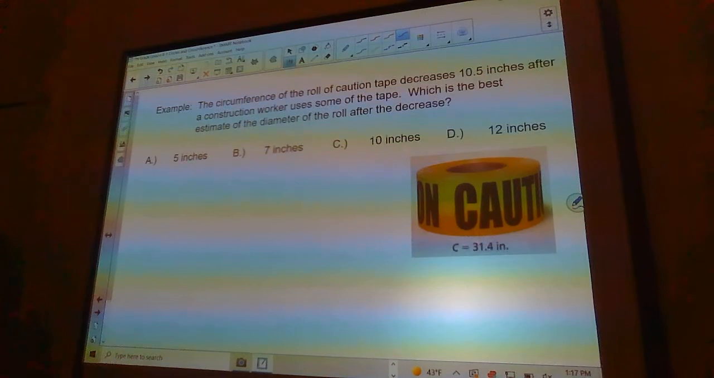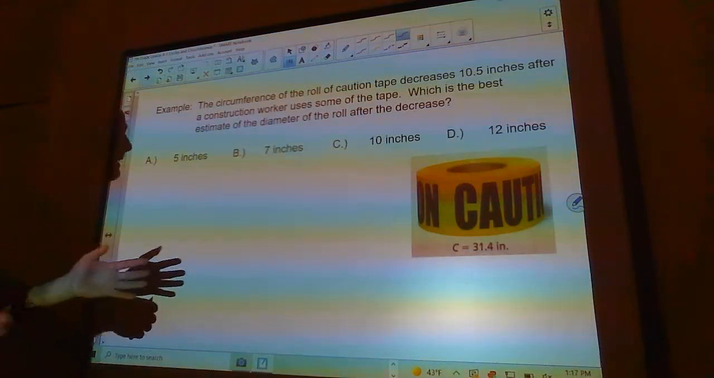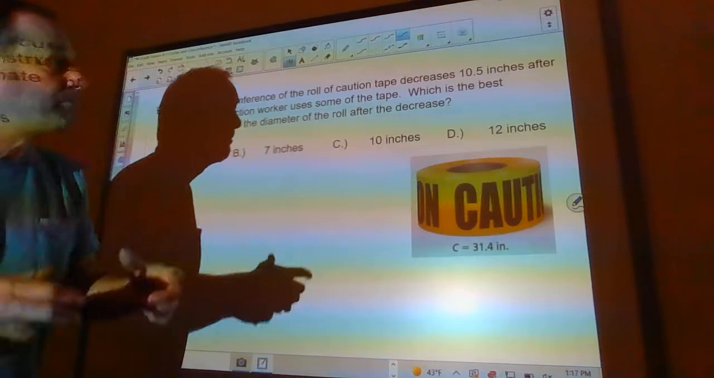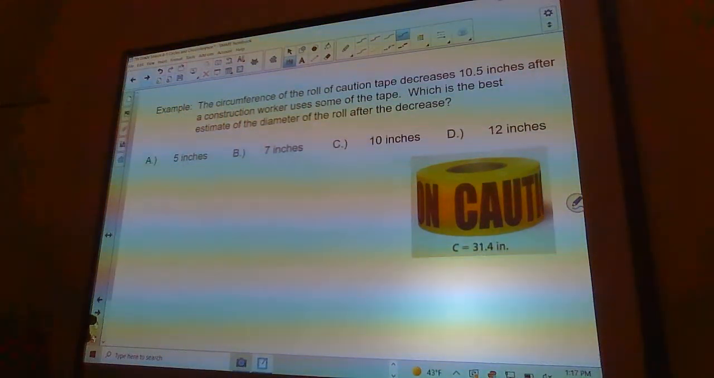Okay, the circumference of a roll of caution tape decreases 10.5 inches after a construction worker uses some of the tape. So here's what happened. You have this big roll of tape, you use a whole bunch of the tape, and now it's a smaller roll of the tape. Okay, so which is the best estimate of the diameter of the roll after the decrease?